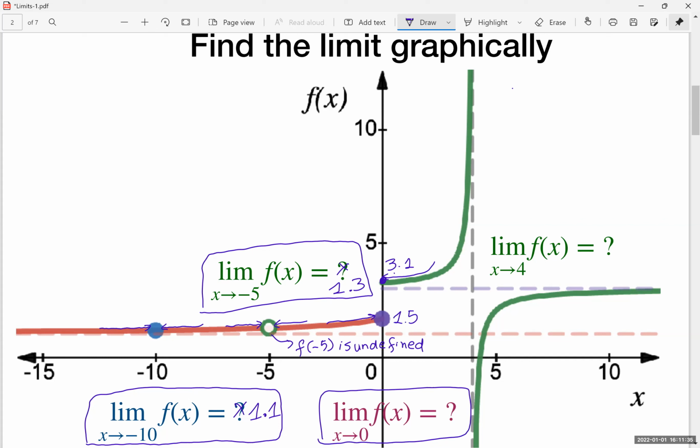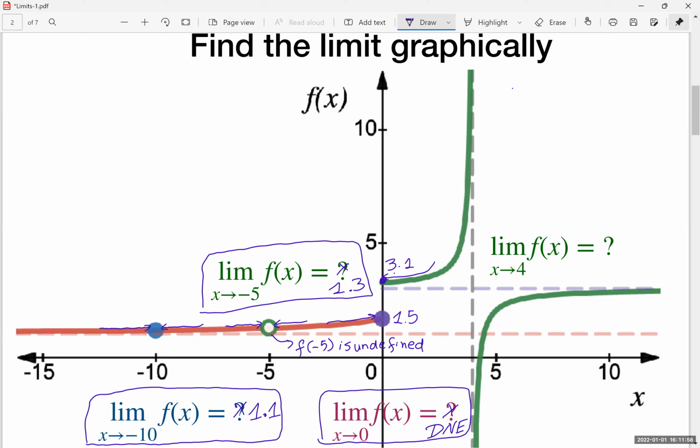And you can see that from the left and right, the function approaches different points, meaning the limit of the function when x goes to 0 doesn't exist. All right, there's a gap and they approach different points, so the limit doesn't exist.